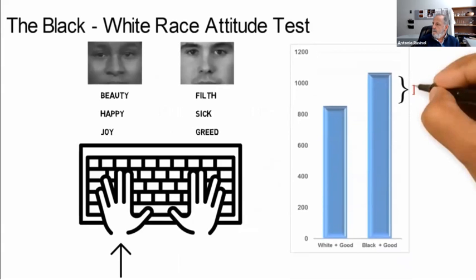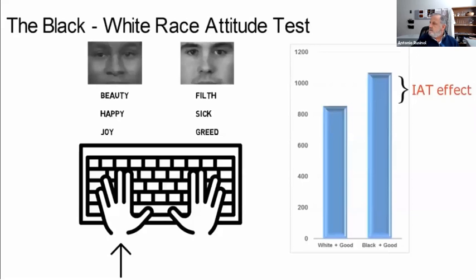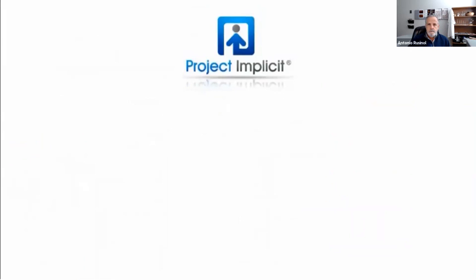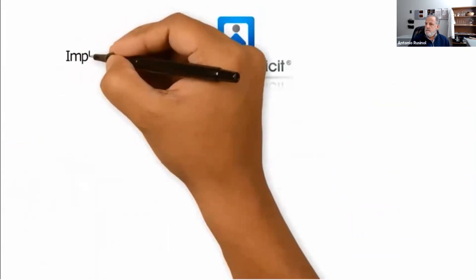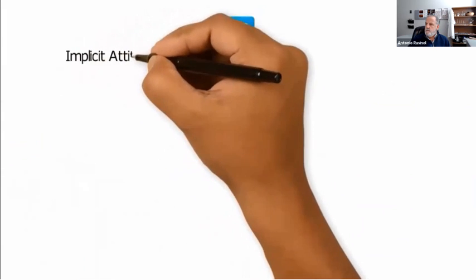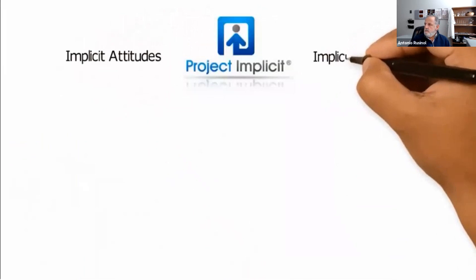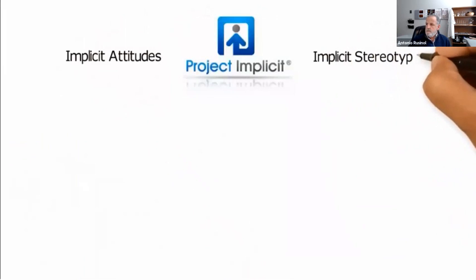On average, we might be a fraction of a second faster pairing white faces with good words than black faces with good words. This means that on average, we have an implicit preference for whites. Over nearly 2 decades, millions of people have taken implicit association tests hosted by Project Implicit. These tests have measured everything from racial attitudes to gender associations to preferences for one political candidate over another. The results are overwhelming.